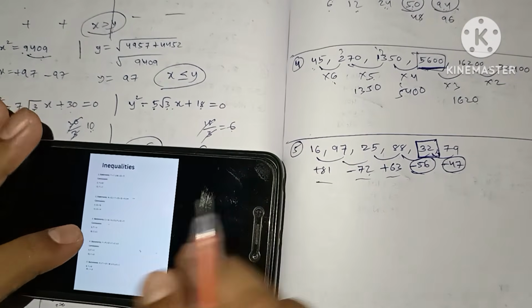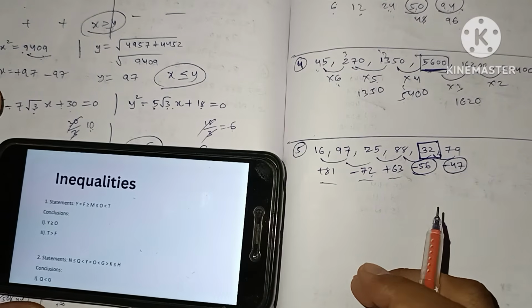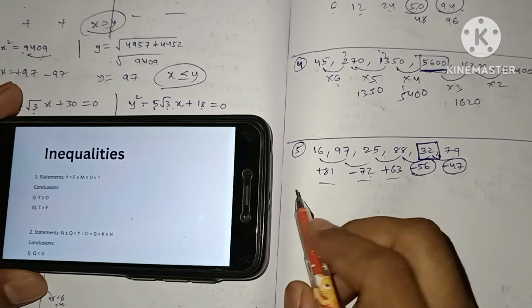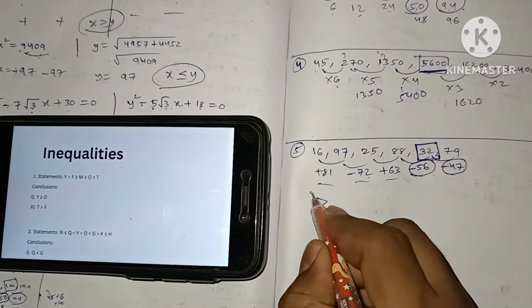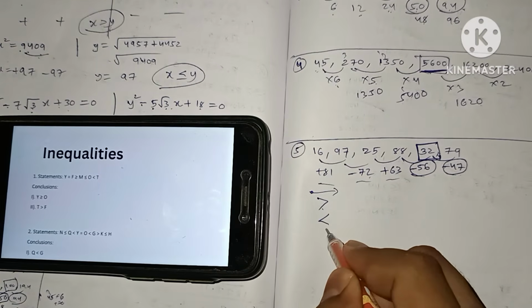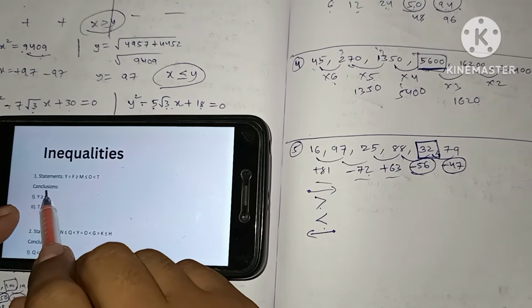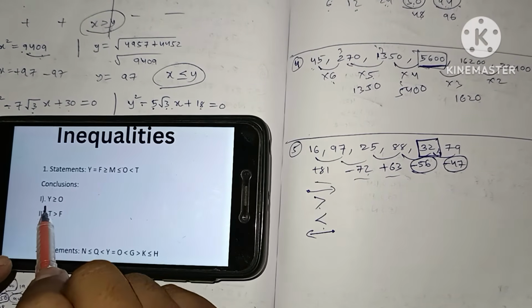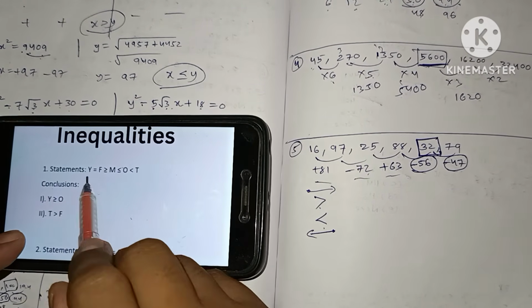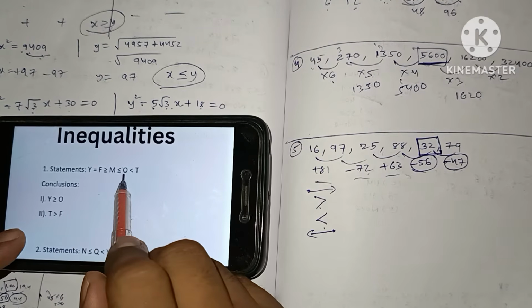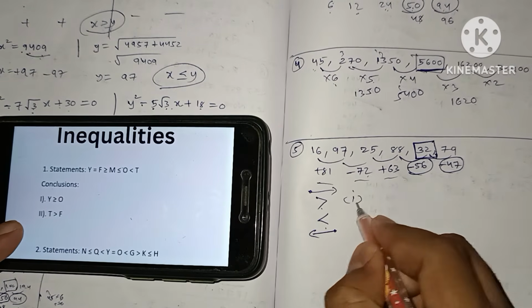Let's see these inequalities. The concept we use for inequalities is the flow method. If we see a symbol like this, the flow is from this side to this side. If we see a symbol like this, the flow is from this side to this side. Let's see our first question. The flow from Y to O with everywhere equals to, from Y we can reach to M but not able to reach to O. So first conclusion will be false.